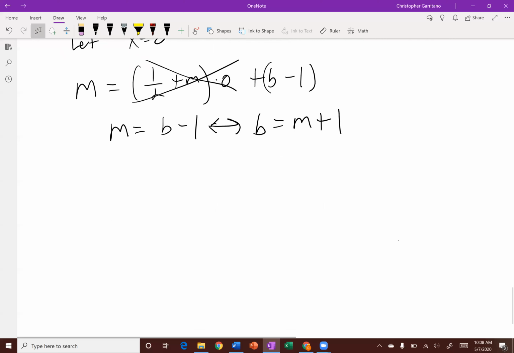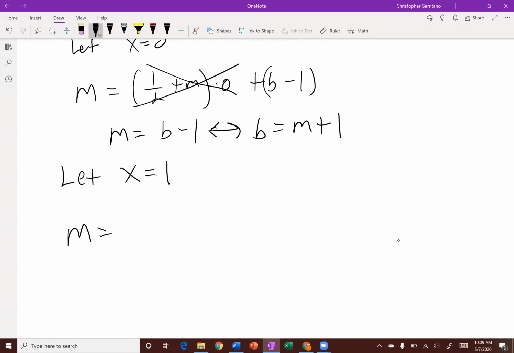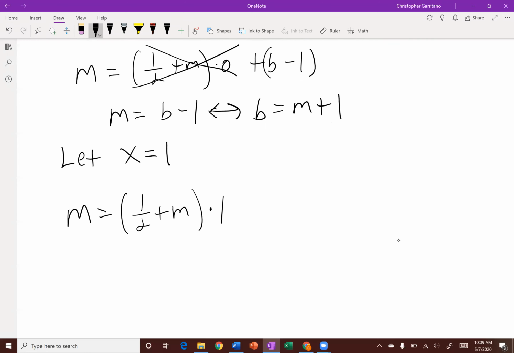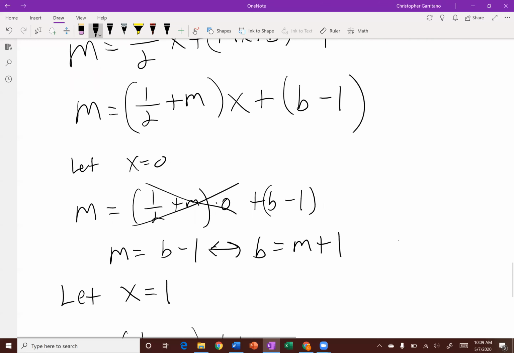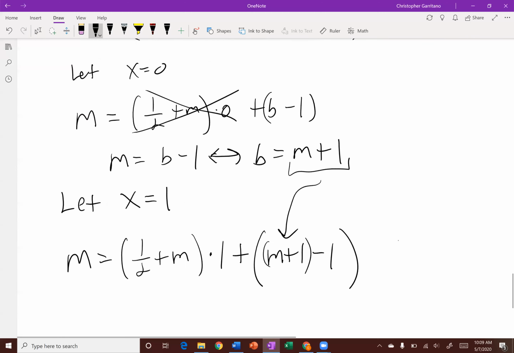All right, let's now try to move forward, and let's say let x equal 1. All right, so where are we now? We have m equals 1/2 plus m times 1 plus b minus 1. But instead of b, I'm going to plug in m plus 1. So I have m plus 1 minus 1. I just put this in here instead of b.